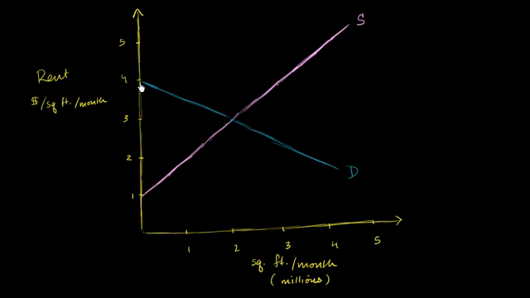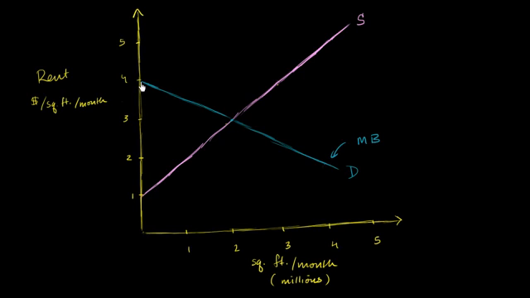Here in blue, we have the demand curve, and you see as the price is high, one way to view it is that the demand for square footage is low, and as the price is low, the demand for square footage is higher. But what I really want to focus on in this video is viewing the demand curve as the marginal benefit curve. Marginal benefit curve.